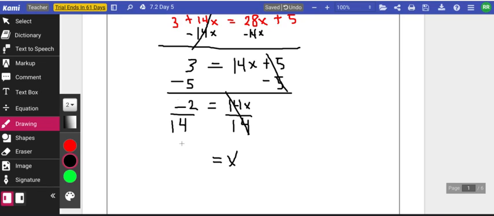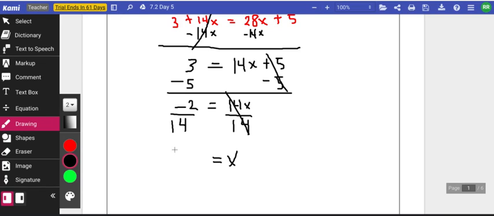This number is less than 1, right? The numerator is smaller than the denominator. So your answer here is not negative 7. If it was 14 over 2, then negative 14 divided by 2 is negative 7. But this is 2/14, okay?